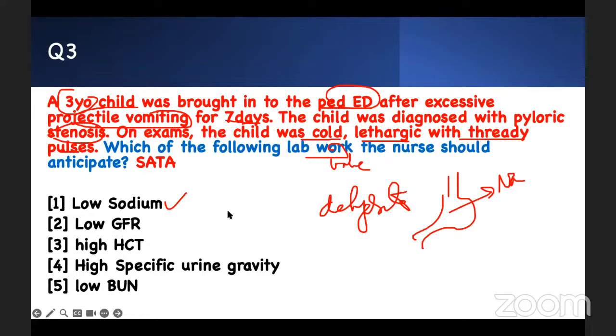I told you about GFR. It's inversely proportional to your creatinine. If your GFR is high, your creatinine is low, and that makes it normal. You want a high GFR and a low creatinine. This kid is dehydrated. His GFR is going to go down because creatinine is going to go up.